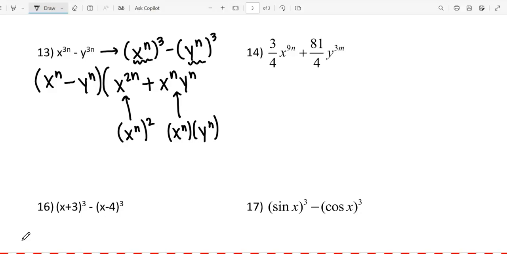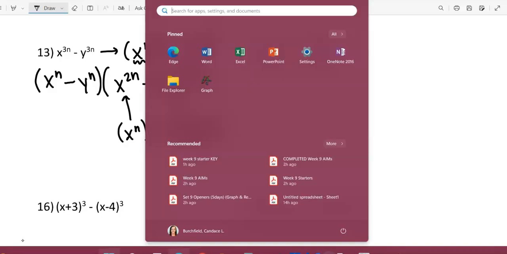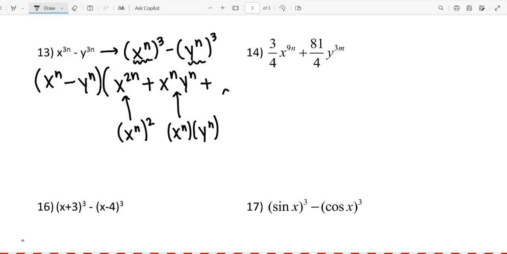Same opposite, always positive. And then your last term is going to come from y to the n squared. What do I get there? Y to the 2n. Done. That's your answer.